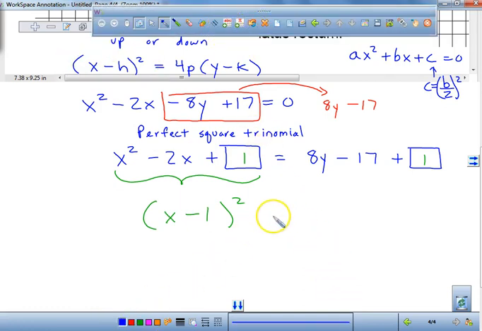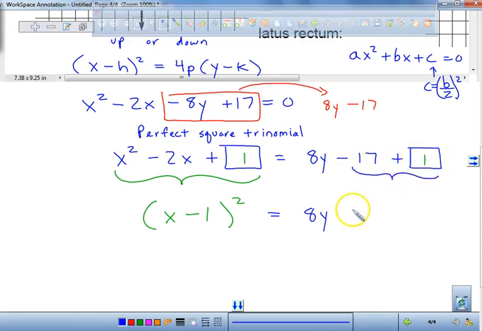Now, x minus 1 in parentheses squared is equal to 8y. Well, what's negative 17 plus a 1? What does this become? A negative 16. That's your next step. What do you got to combine? You got to combine whatever number is here with the number that you just put in the box.